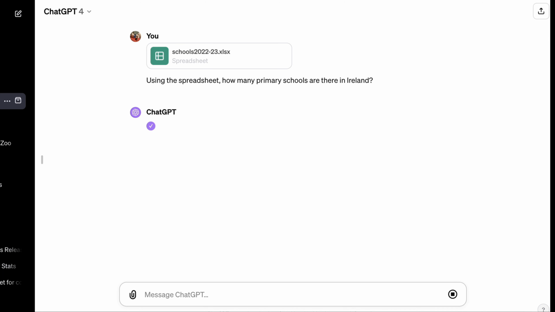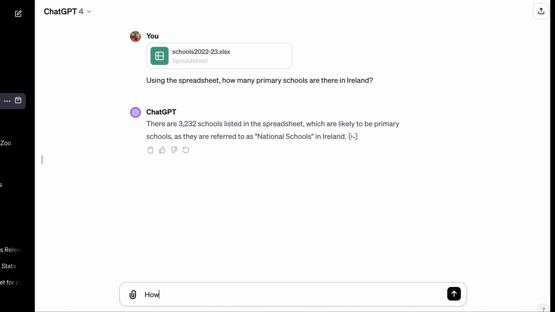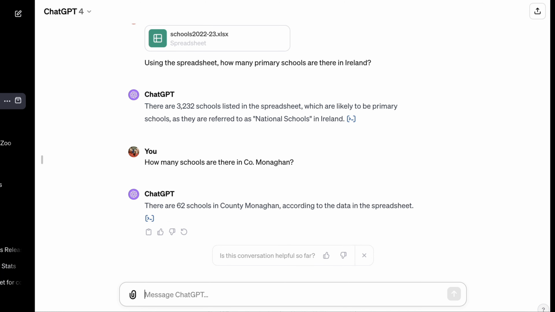What I want to find out, though, is how many schools there are in County Monaghan. So I'm going to ask that. How many schools are there in County Monaghan? It's going to look at the spreadsheet and find out, and it's clever enough to understand this. That's what I love about ChatGPT, because before that I would have had to create a complicated enough formula. It tells me there's 62 schools in County Monaghan, and I have no reason to disagree with that.